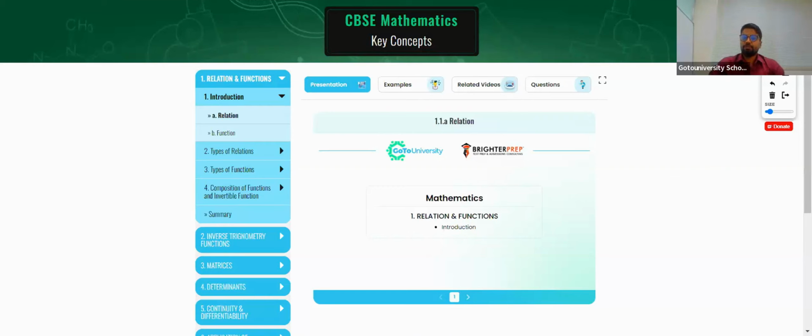The importance of this particular topic is functions. Why do we have to learn functions? Because at the end of the chapter we talk about inverse functions, and when it comes to inverse functions, that is very important for us to understand the second chapter, which is inverse trigonometric functions.